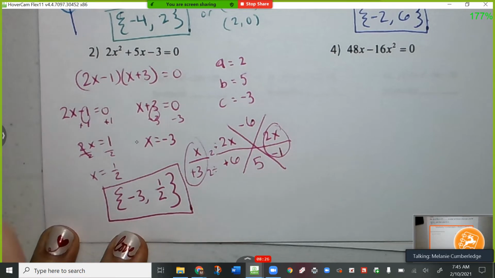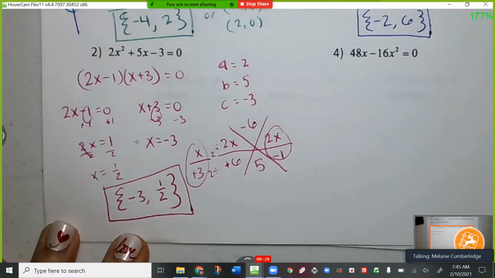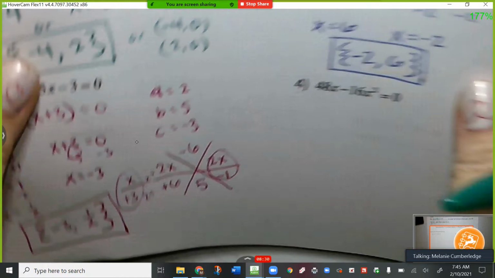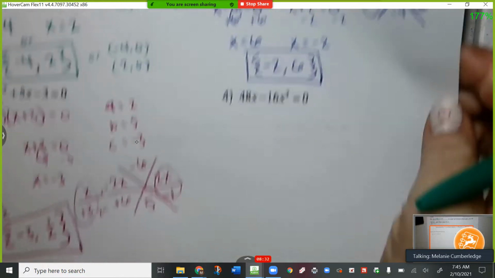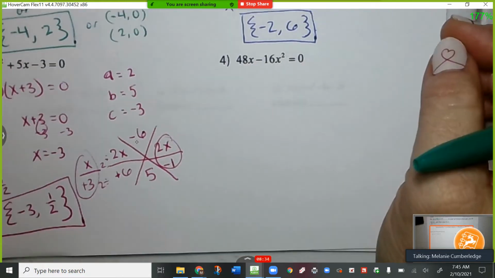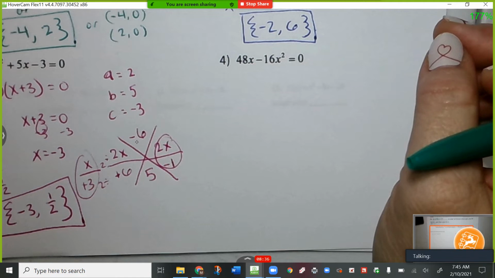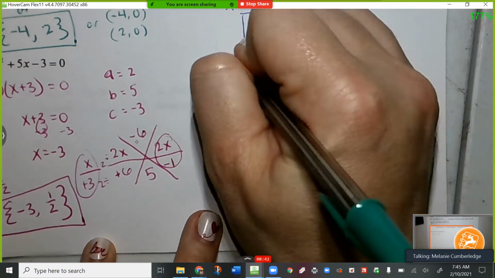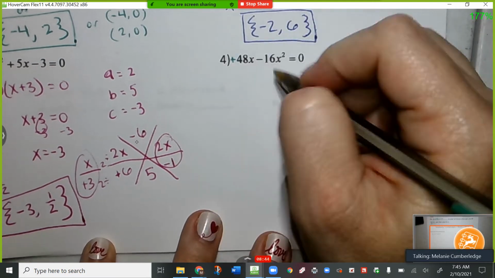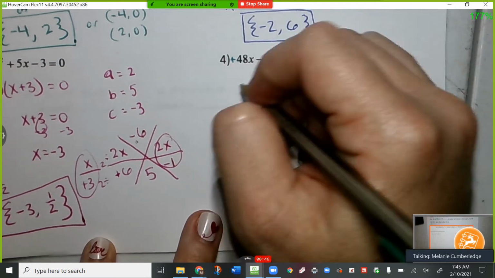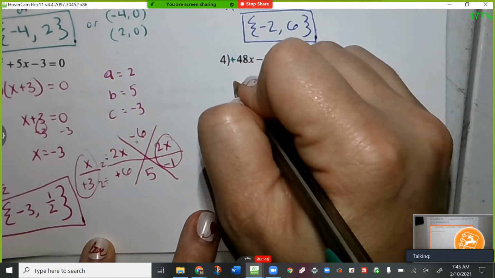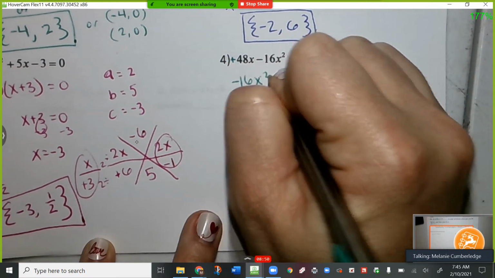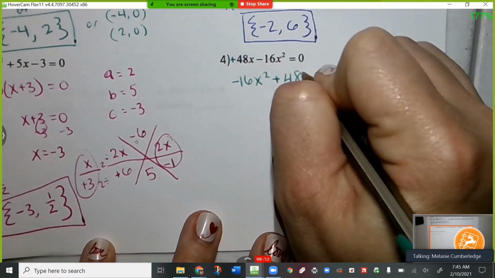Okay, let's look at one more. We look at number 4. What do you notice about number 4? What's wrong with it? It's not in order. Okay, so we have to flip the order now. I want you to realize this is a positive 48 and a negative 16x squared. So when I flip it, I get negative 16x squared plus 48x equals 0.